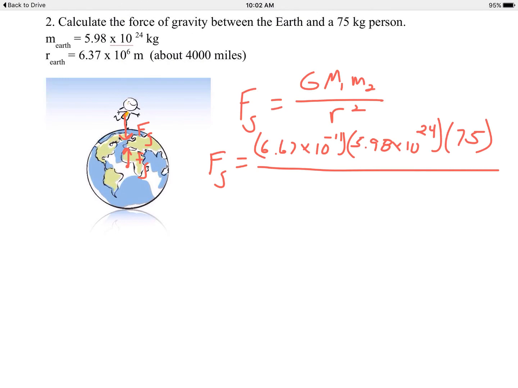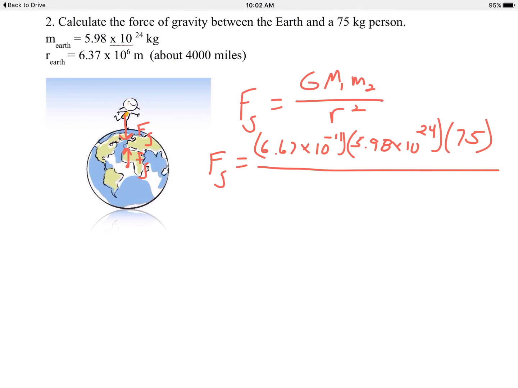Now, on first glance, you might think, well, how far am I from the Earth? I'm standing on the Earth, so I have zero distance. But once again, remember, this distance is measured from the center of the Earth to the center of the person. The radius of the Earth would be from the center of the Earth to the surface of the Earth, which is given here, 6.37 times 10 to the 6 meters.